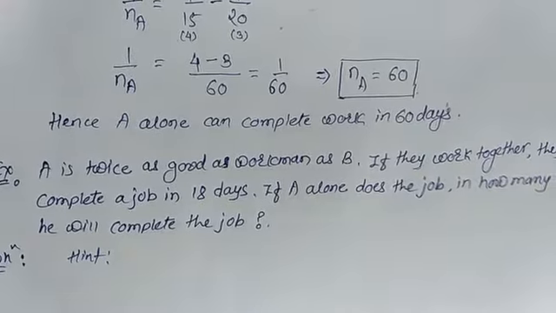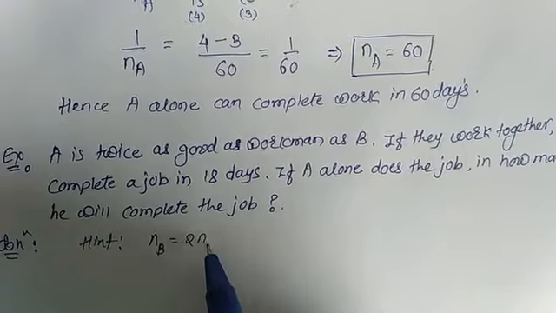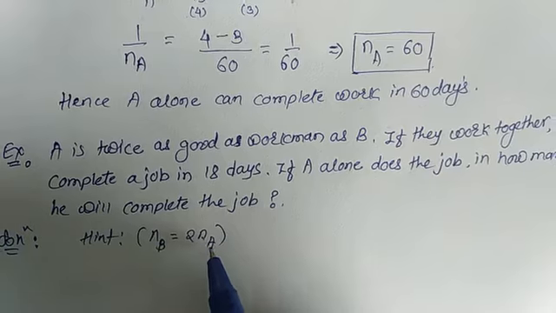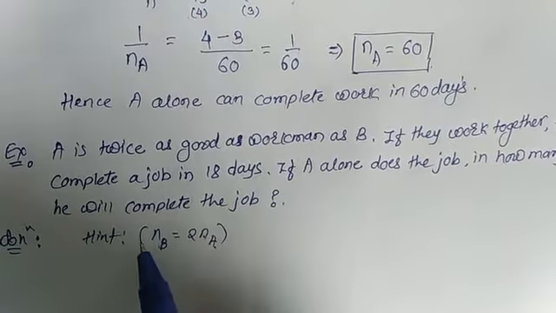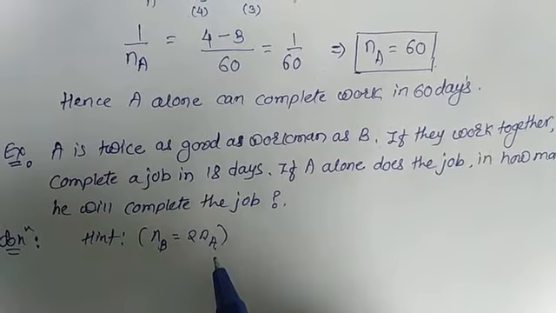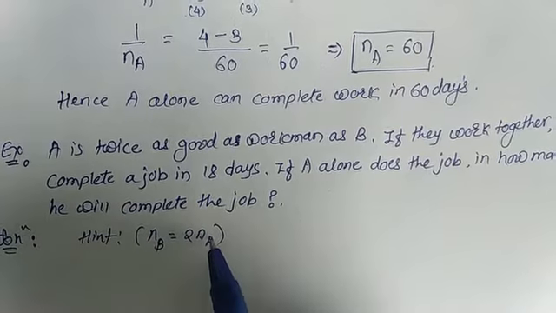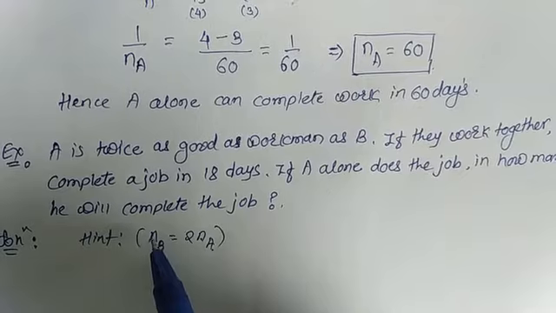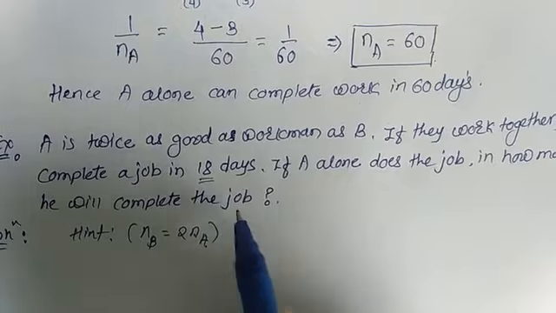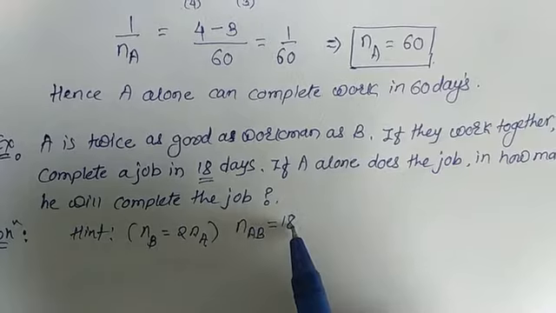Okay, so here you can take n to the base B is equal to twice n to the base A. Okay, so this is an important hint where n to the base A and n to the base B are the days A and B take for completing the job. That means A completes the job in n to the base A time and B completes the job in n to the base B time. Okay, and here it is also given that together they complete the job in 18 days. So n to the base AB is equal to 18.